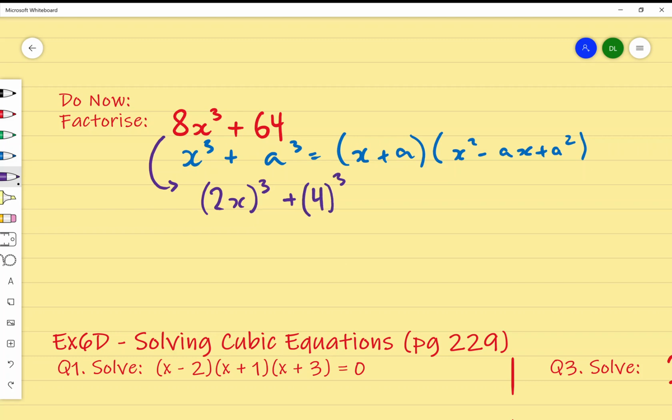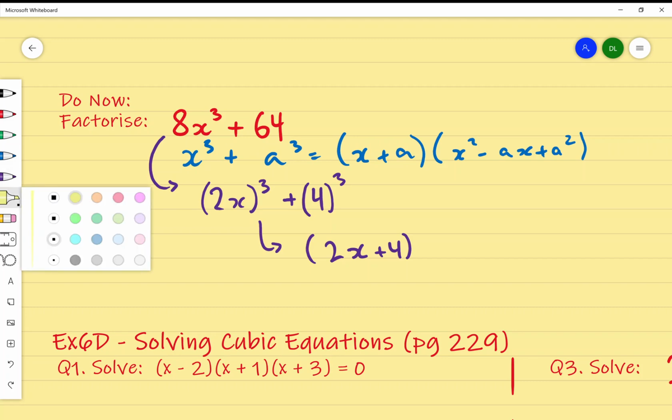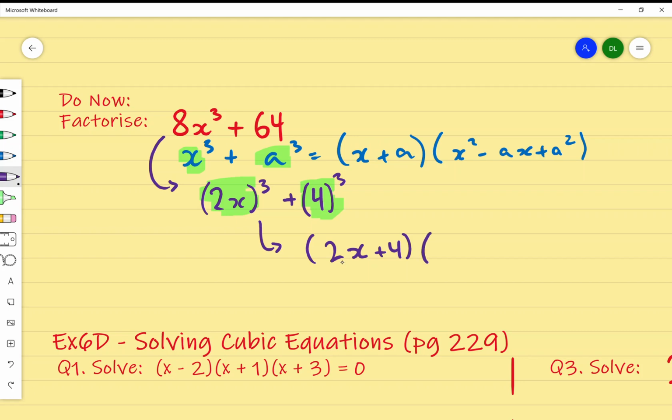Same thing. I'm going to put that into the formula, and I end up with 2x plus 4. And all I've done is identify, I'm going to try and use the color you guys can see up the back, that this is my x, and this is my a. So anytime I see x, I'm actually writing 2x. Anytime I see a, I'm writing 4. So I'm substituting that in. I get 2x there. I get bracket 2x squared minus 4x plus 4 squared there.